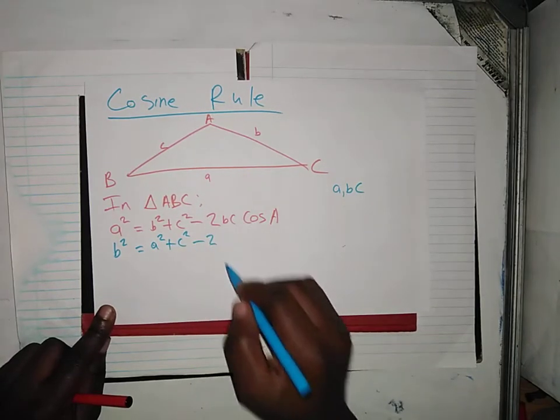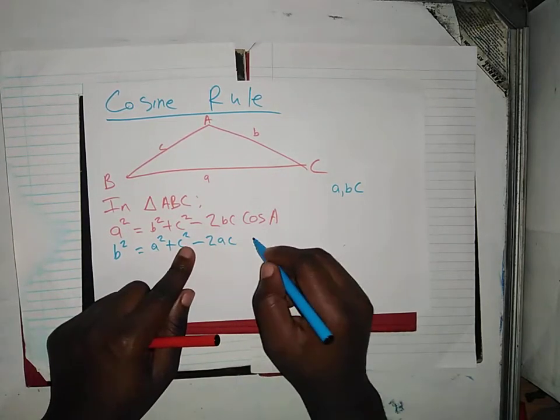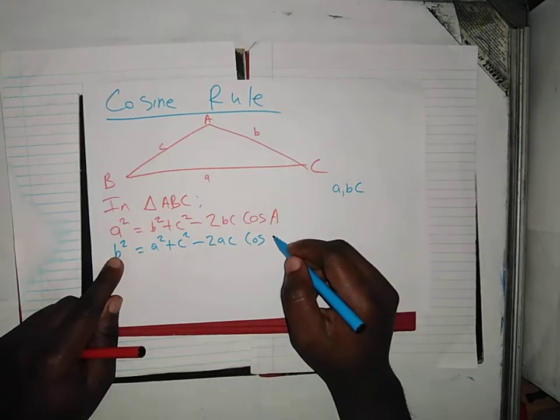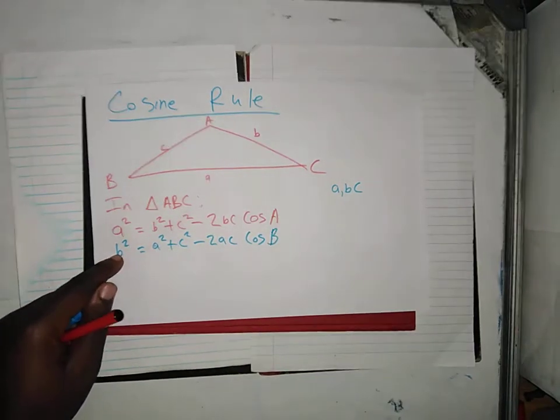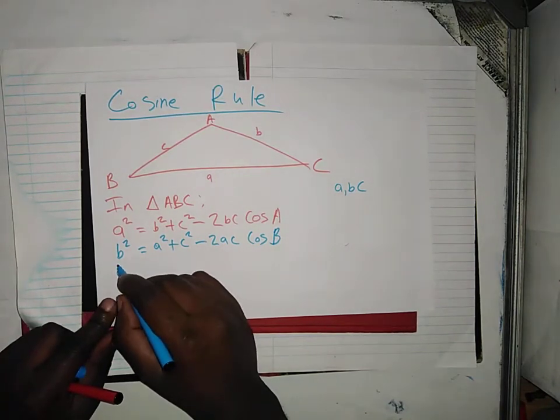And then minus 2, and then you must take a, it's going to be a, and then c, and then c, and then you must say cos of an angle that is opposite to this one, and then cos, but this is cos B. Right now, what if you take c squared as a substitute formula? c squared.